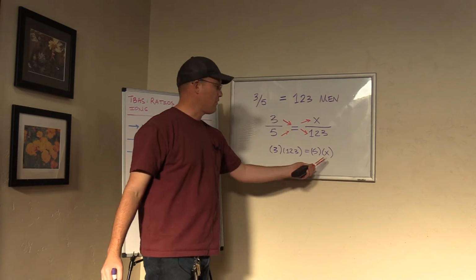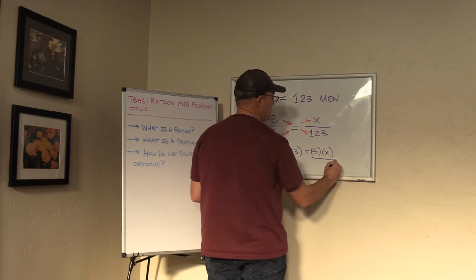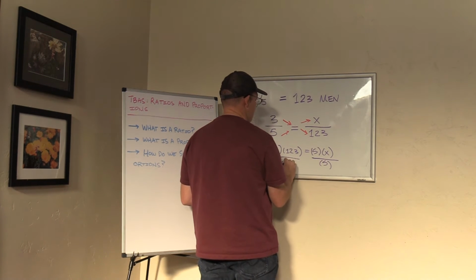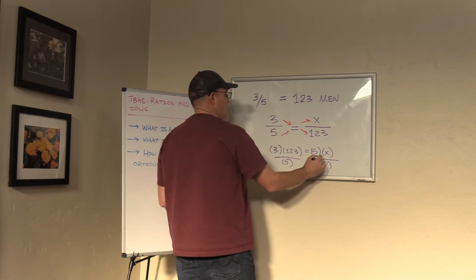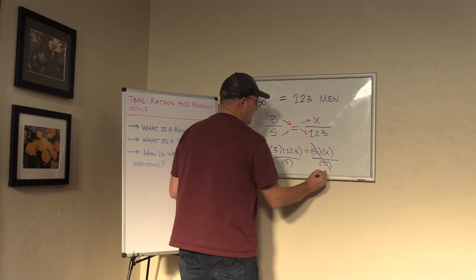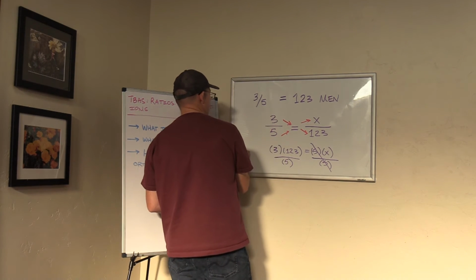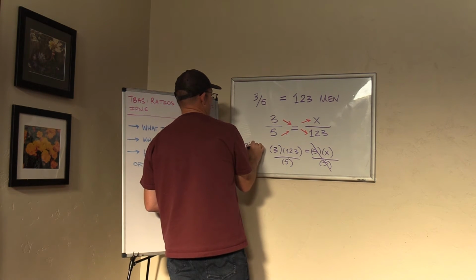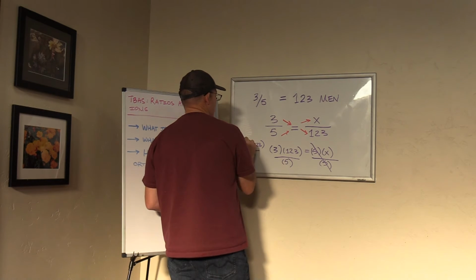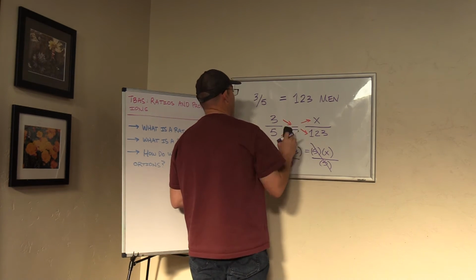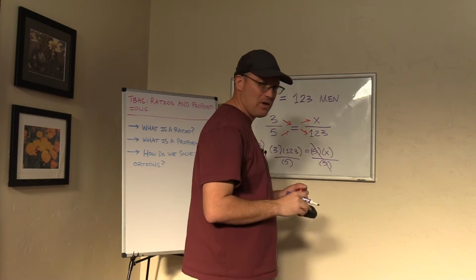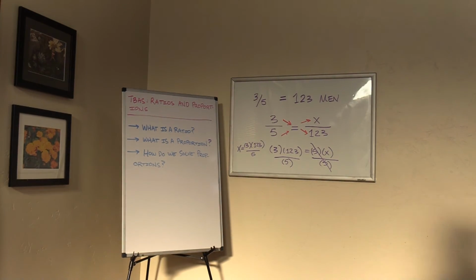Now we want to solve for x. So to solve for x, we divide by 5. We divide this side by 5 because we've got to do the same thing to both sides of the equal sign. These 5's cancel, and what we're left with is x equals 3 times 123 divided by 5. That will tell us how many bald men there are probably in this class at the surveying conference, given that ratio.